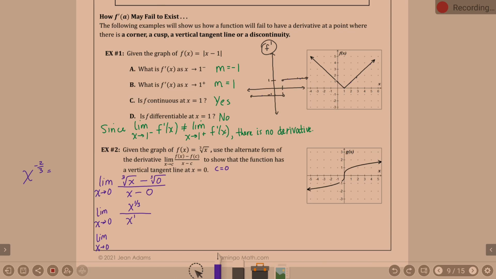How do you get rid of the negative exponent? One on top. Okay, you take it to the denominator. It becomes 1 over x to the 2/3, yes? Are you with me?